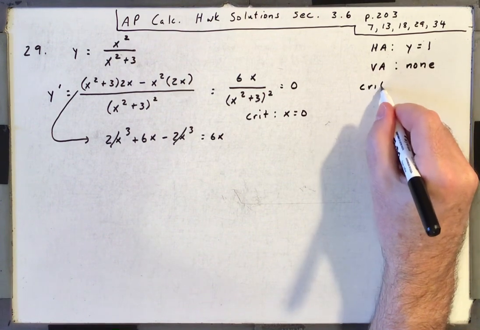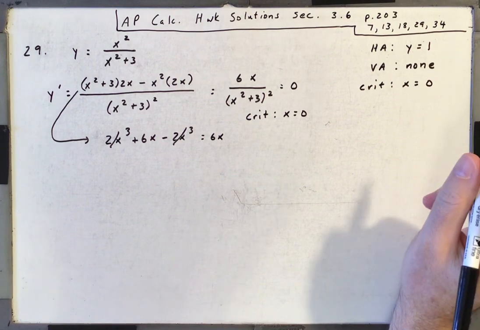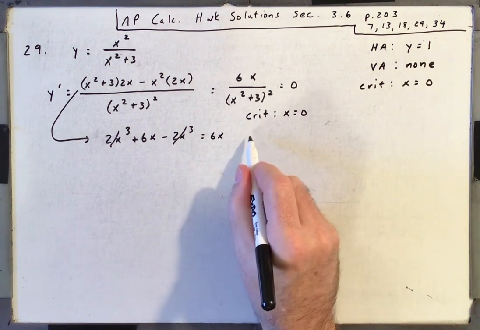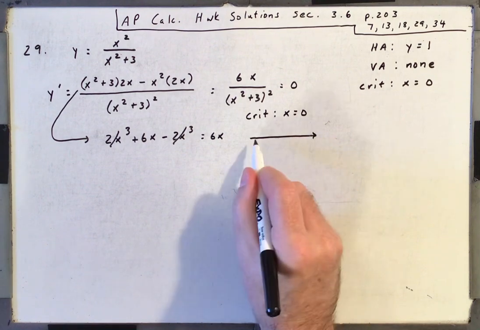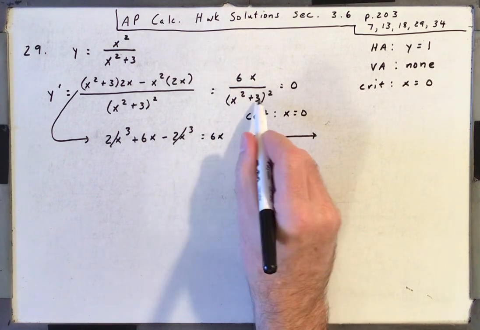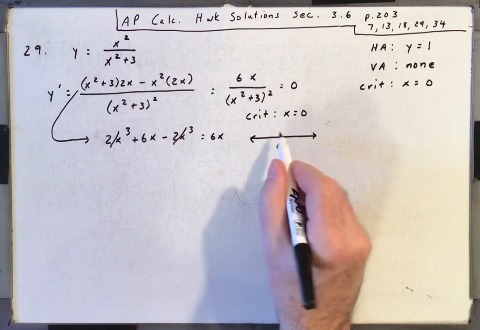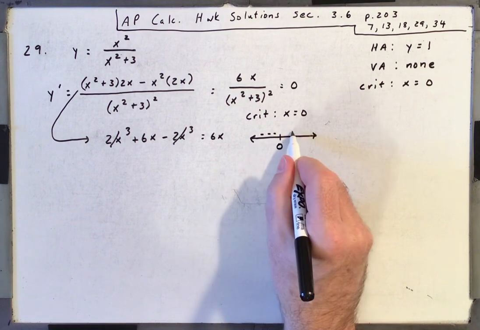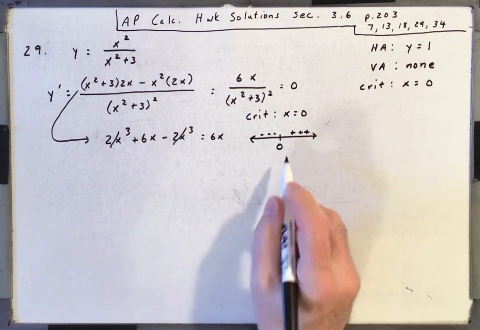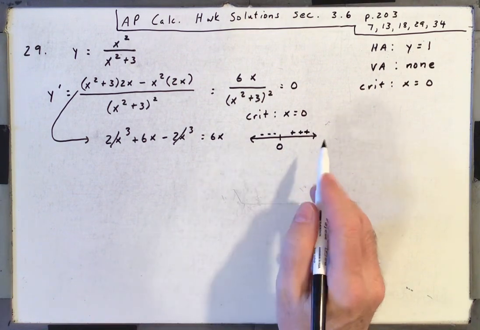All right, so we have a critical point at x equals 0. Now I'm going to do the sign line down here because I'm just going to be plugging into 6x, right? Because the bottom's always positive. So put a 0 to the left of 0, it's going to be negative. To the right would be positive, right? If I plug in a -1, it'd be -6, a +1, +6.